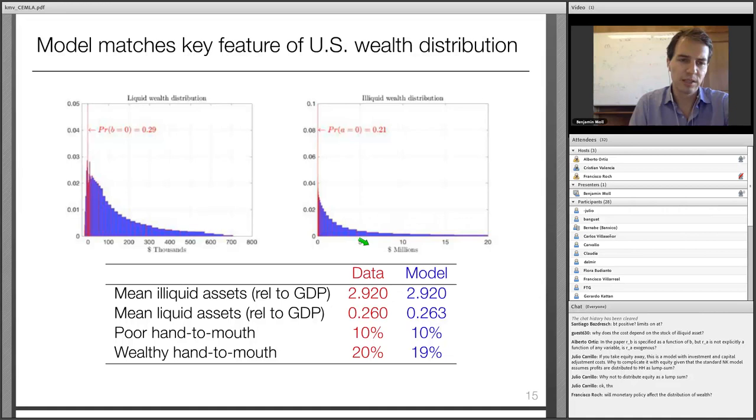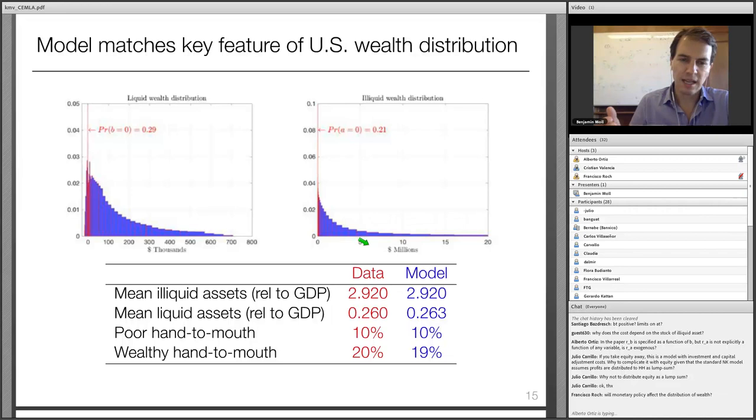So Francisco is asking a good question, which is, will monetary policy affect the distribution of wealth? Turns out the answer is not that much, a little bit, but not that much. The reason for that is that wealth distributions in these kind of models are typically a quite slow-moving object. The only thing that really moves fast is asset price changes. They're going to be not that big in our model. We can talk about that later. But apart from asset price changes, the wealth distribution doesn't move very fast.